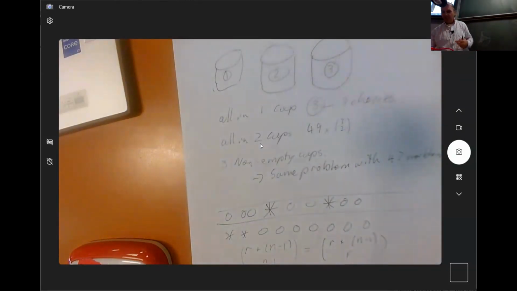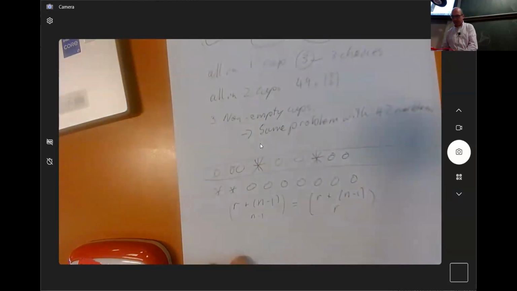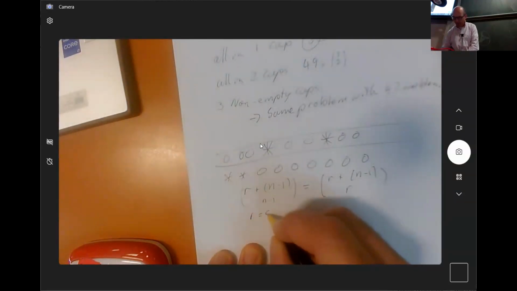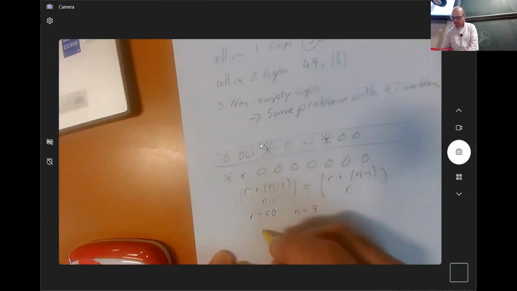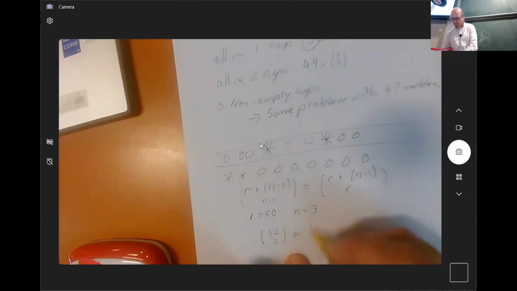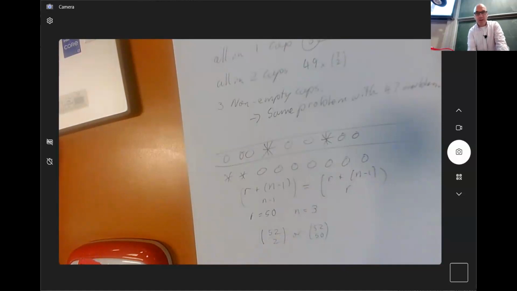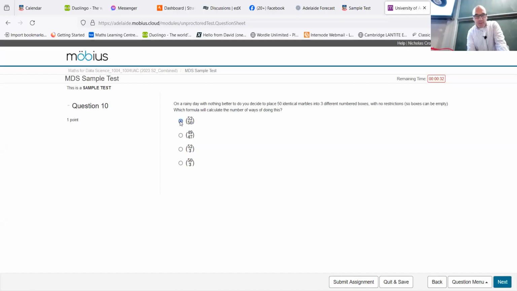Okay, so in this case, our R was equal to 50, our N was equal to 3, and so correct options would be 52 choose 2, or 52 choose 50. I'm going to swap back. And so you'll see 50 choose 50. I did get that right. Oh, there is only one of them. I thought there was going to be 2 correct answers, but I was wrong.